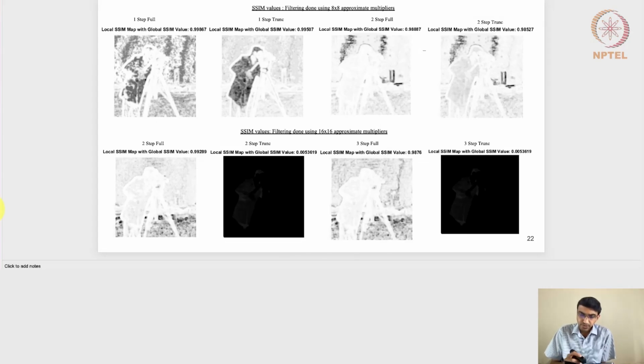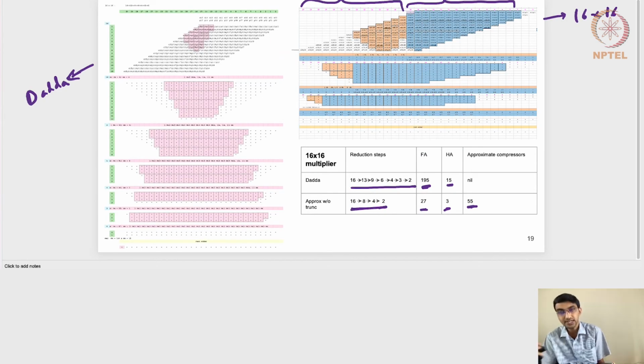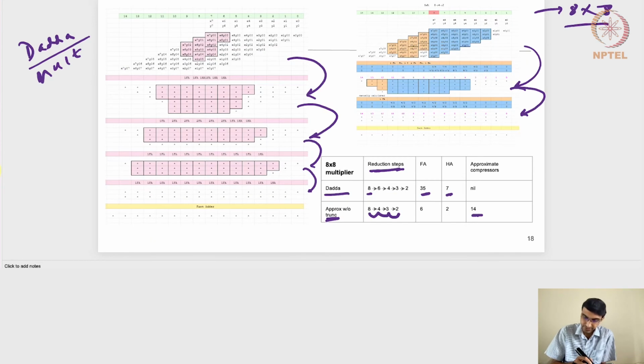Right. So this is the overall output of the images, using the 8-bit multiplier and then the 16-bit multiplier using the approximate compressors. And here I have different types. I have 1-step full, 1-step truncated, 2-step full, and 2-step truncated, right? So I need to go back to the 16-bit designs or the 8-bit designs and explain what the 1-step and 2-step represent, right?